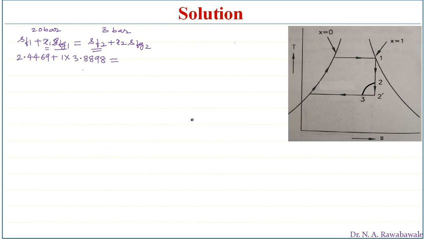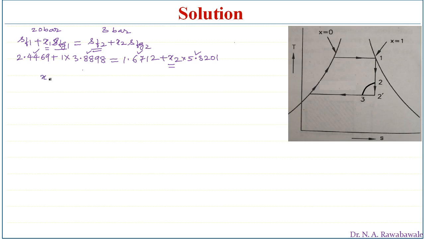So here this S_f2 value is 1.6712 plus x2, which is unknown, times S_fg, which is 5.3201. These values are taken at 3 bar, and the earlier values were taken at 20 bar. So here the unknown is only x2.